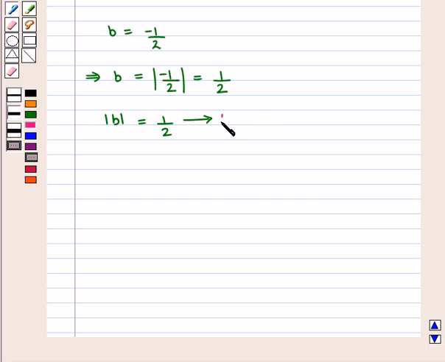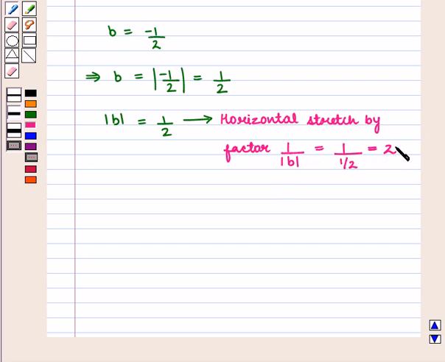means there is a horizontal stretch by factor 1 upon modulus of B, which is equal to 1 upon 1/2, which is equal to 2. Also, B is equal to -1/2, which is less than 0. So there is reflection in the y-axis.